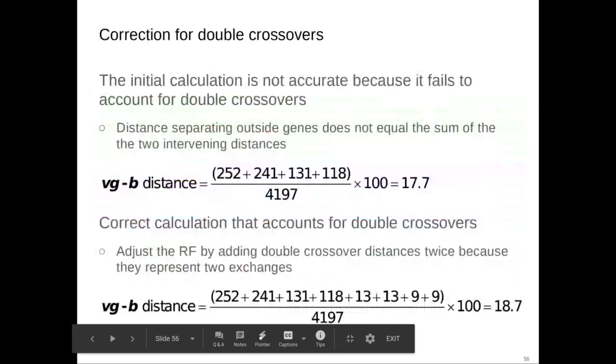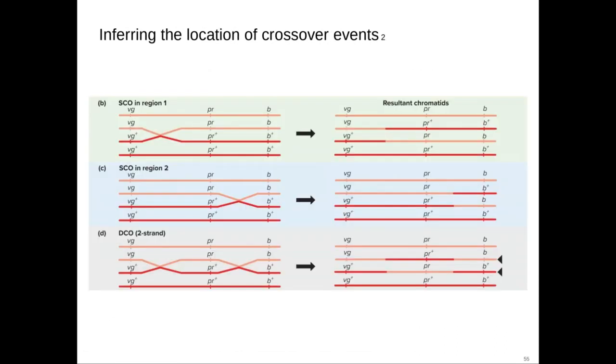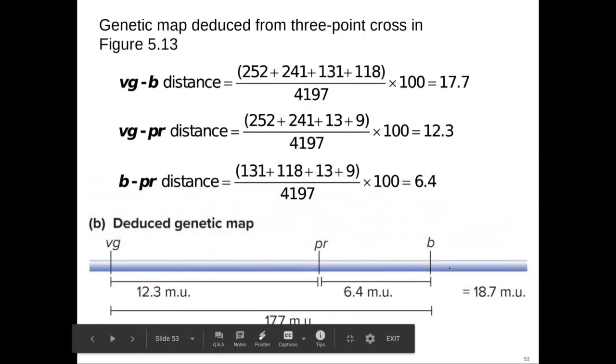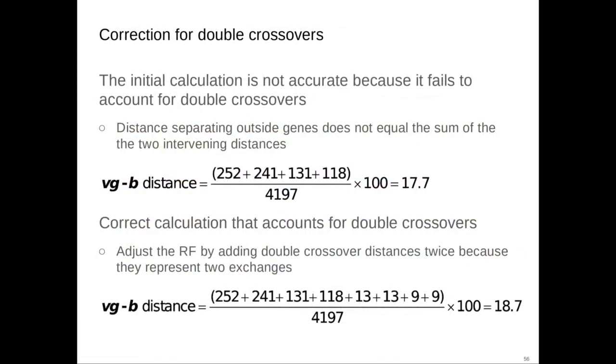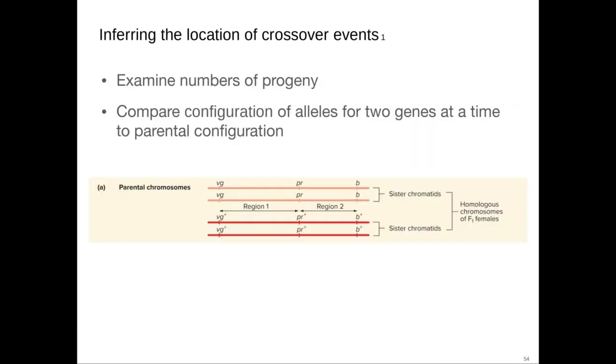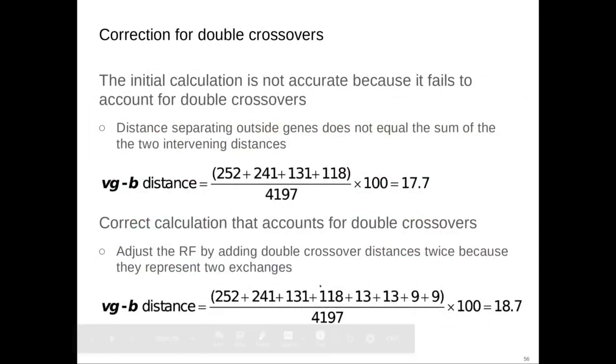Right. Now, we actually have to slightly modify our calculations. The initial calculation that we did was not accurate, right? What our calculation doesn't account for is that a double crossover event can occur, because all we did, just to go back to this figure, was assume that a crossover was going to happen here or here, but not simultaneously. So we actually have to go back and account for that.